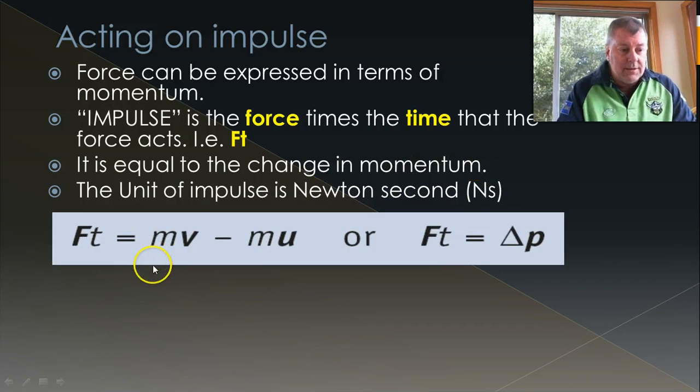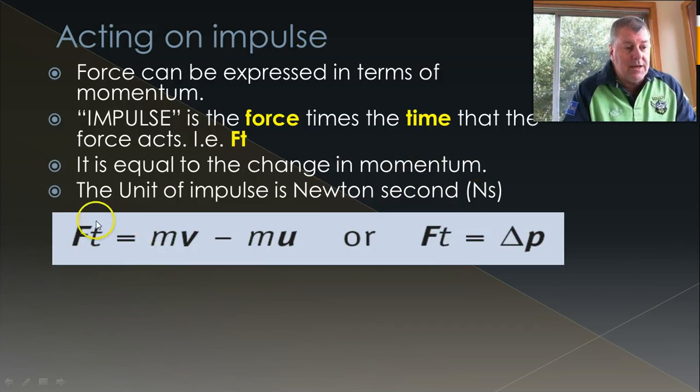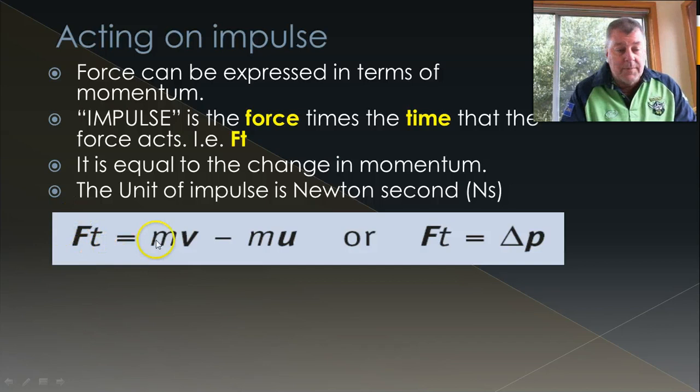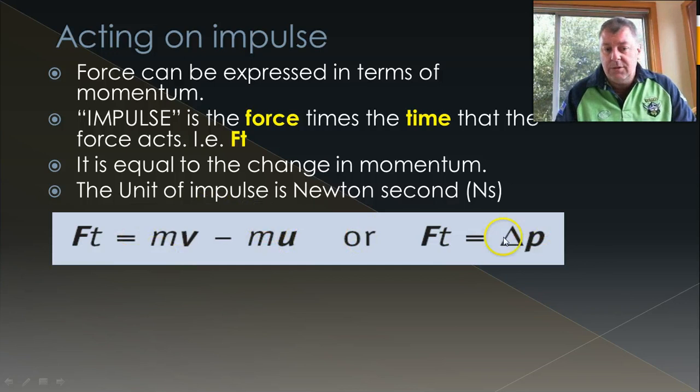Now, how does that relate? Well, we have this formula, Ft, that's our impulse, equals, that's our final momentum minus the initial momentum. Therefore, this bit here is equal to the change in momentum. So impulse, Ft, is equal to change in momentum.